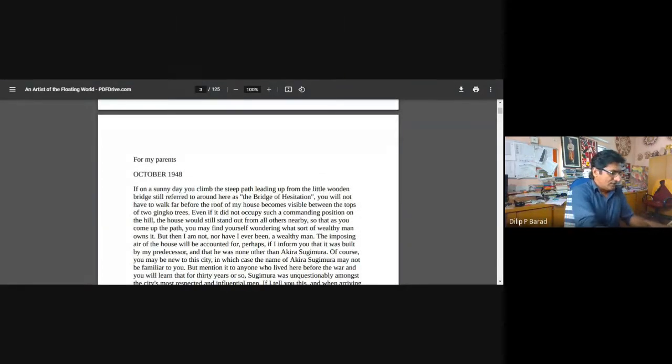Yeah, we know that the novel is divided in four parts. The division of the parts is with month and year. It doesn't have any title or chapter 1, 2, not in that way, but no titles are given, only the year. So first is October 1948, second one is April 1949, third is November 1949, and final part is June 1950.